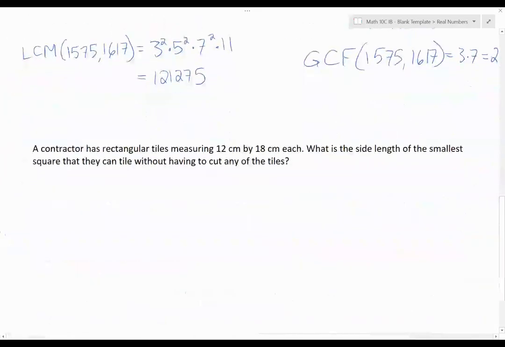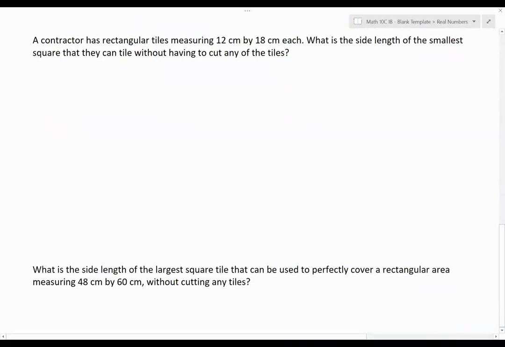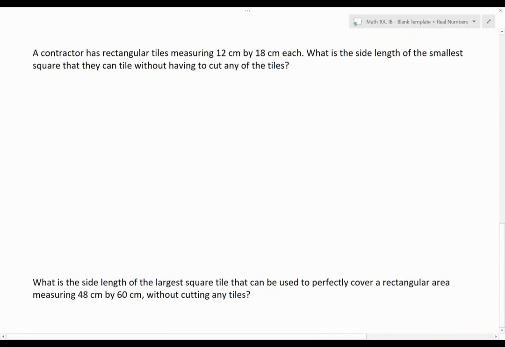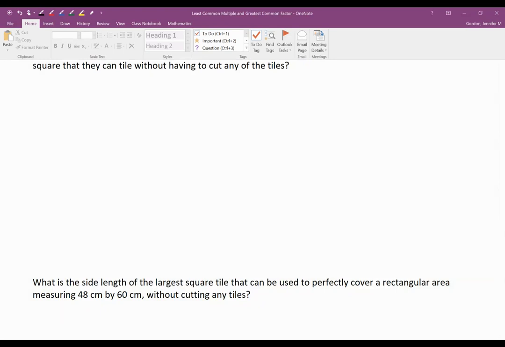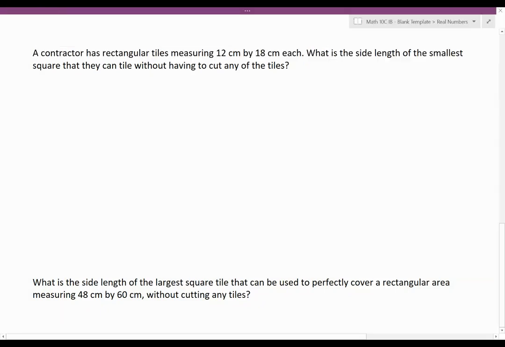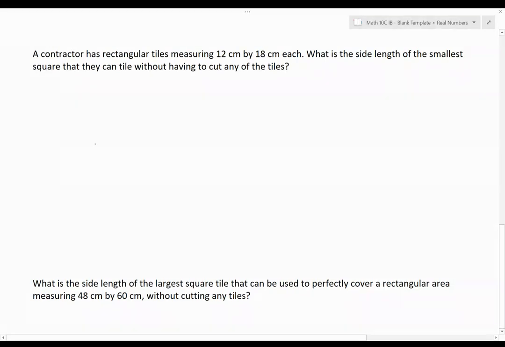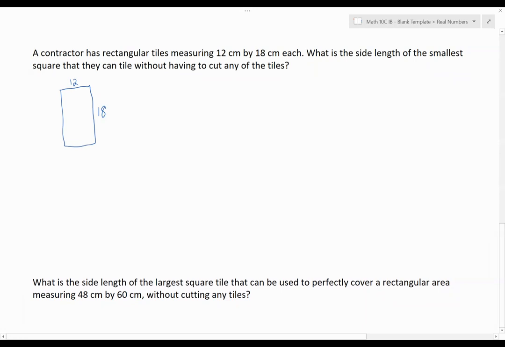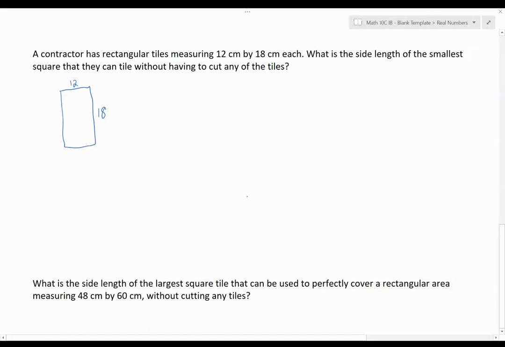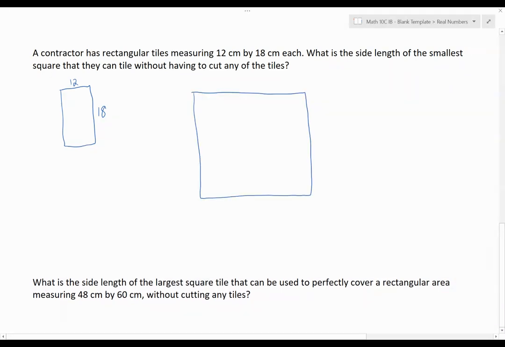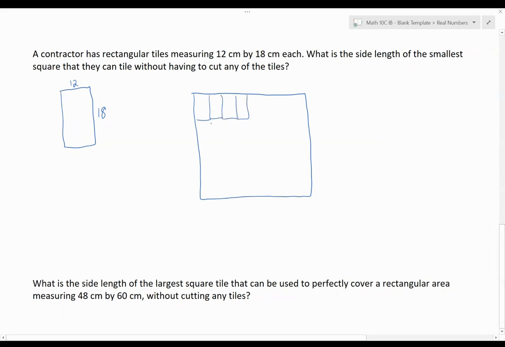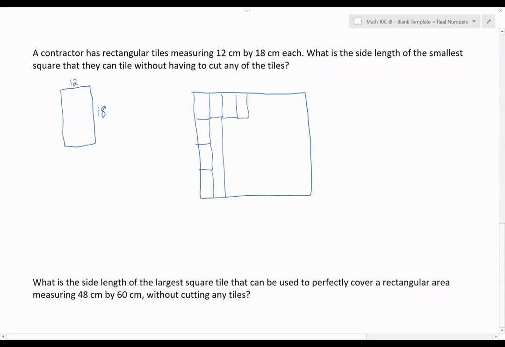GCF and LCM can be used to solve some types of problems. So here's a couple of tile problems which can be solved using GCF and/or LCM. So let's say we have a contractor who has rectangular tiles. Each tile is a rectangle measuring 12 centimeters by 18 centimeters. We want to know if I create a square, and I don't want to cut any tiles, so I'm going to tile over these rectangles into this square. I want to be able to create that square without cutting any rectangles.